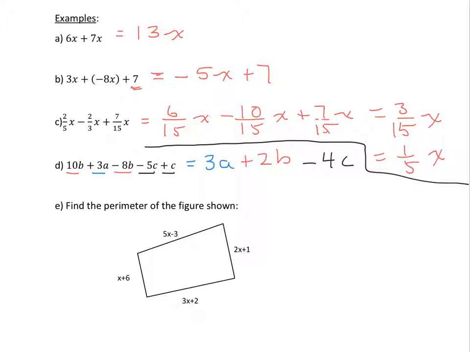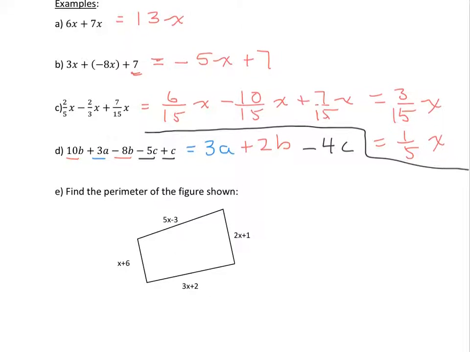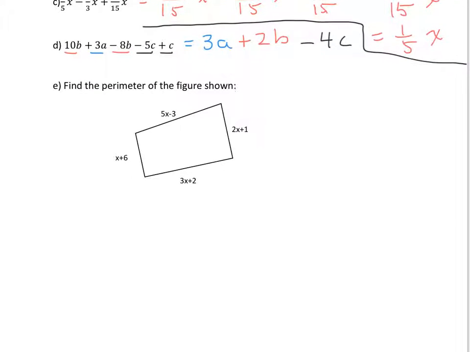And here's an example of a question that we could answer using our combining like terms skills. Question E is asking us to find the perimeter of the shape that's shown here, and there are expressions for the lengths of each of the sides. And perimeter, by definition, is the sum of the sides.